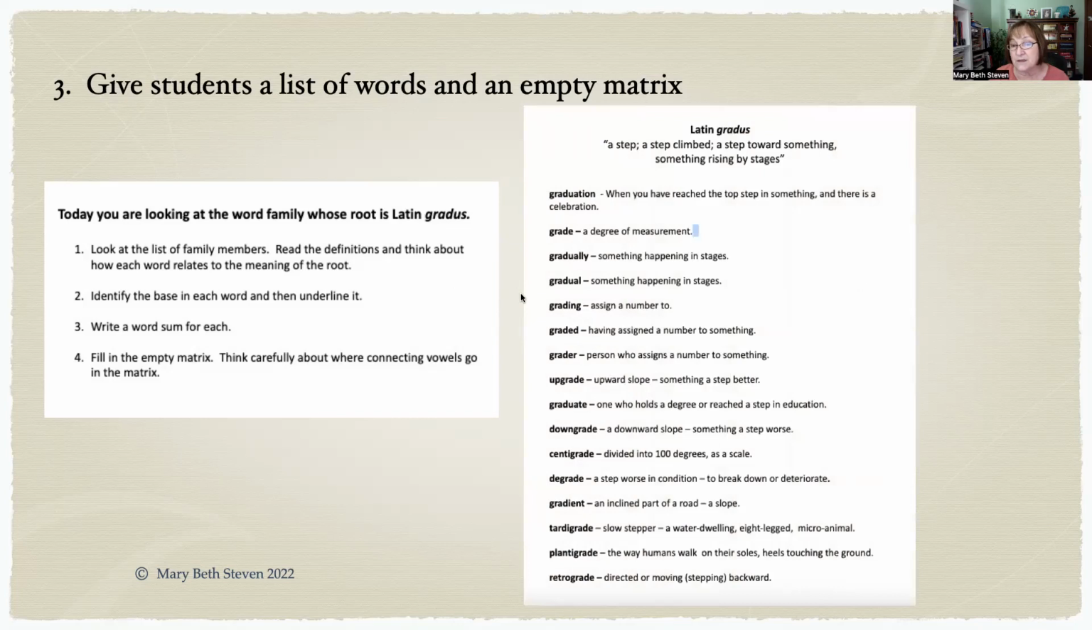So here's the list of words that they were given. You can see that I had definitions of how we currently use these words. Next, they were to identify the base in each word and underline it. So working with a partner, they were to underline the part that they recognized would be the base. Okay. And then over to the side, they were to write out a word sum. Because if they're going to write out a word sum, they're going to be able to fill in this empty matrix, right? And I gave them a note: think carefully about where connecting vowels will go on the matrix.